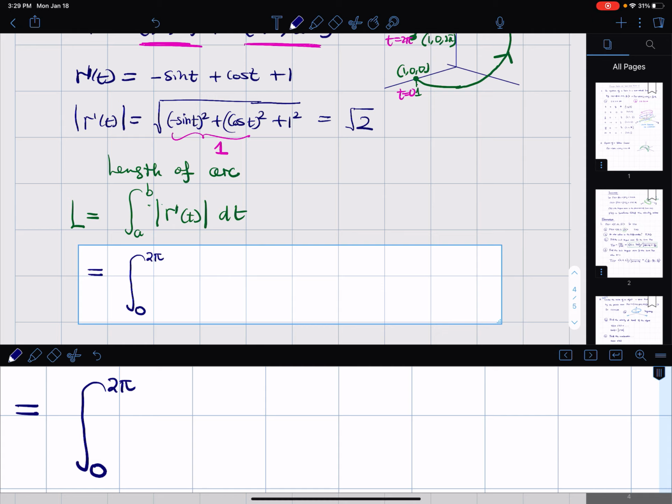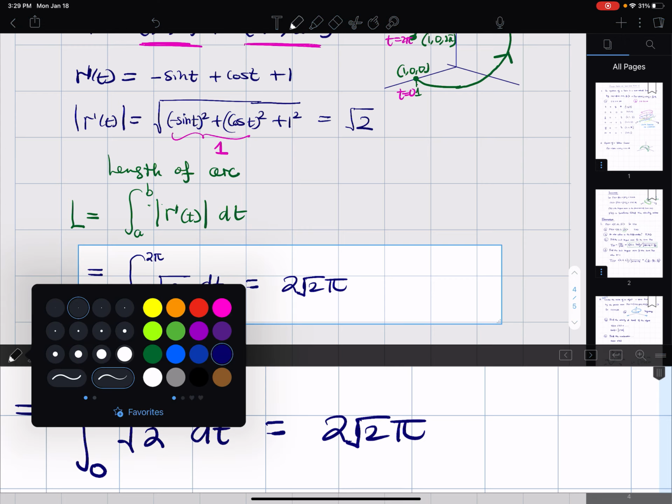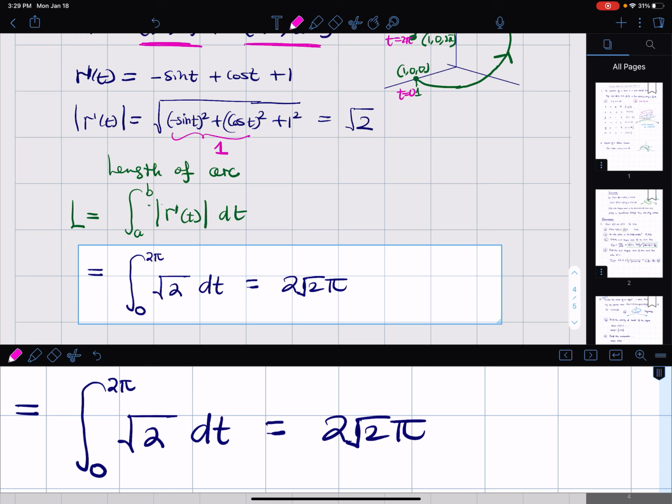That was the challenge I was talking about, and it turns out to be easy to fix. I said it was a challenge because we're not given the explicit values of the range of t. So we're going with 0 to 2 pi of square root of 2 dt. If you do this integration, you're just going to get 2 root 2 pi. So that's the length of the path.